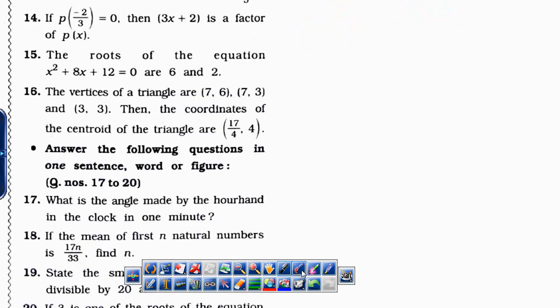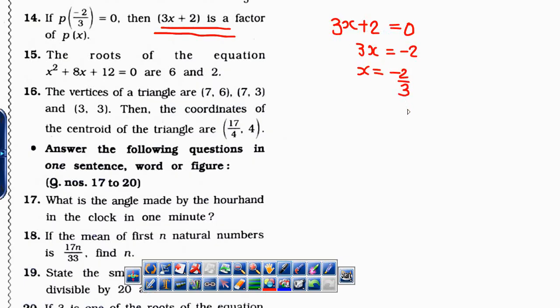If P of minus 2/3 is 0, then 3x plus 2 is a factor of P(x). If 3x plus 2 is a factor, then 3x is minus 2, x is minus 2/3. Here also it is minus 2/3, therefore the answer is true. This is from 9th standard.